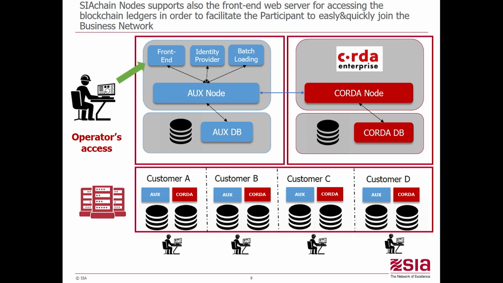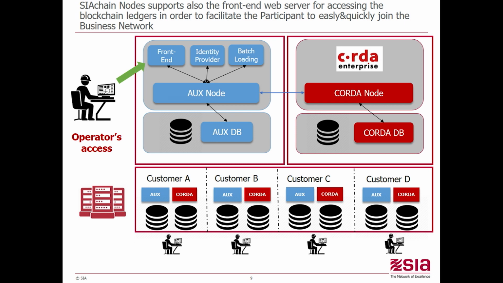So the bank is not allowed to interact directly with the Corda node or directly with any database. Once the client is logged on Spunta, he's able to interact with the application on the Corda ledger and also with the other customers, of course. Each customer has its own front-end and auxiliary node and its own Corda Enterprise node with its database.